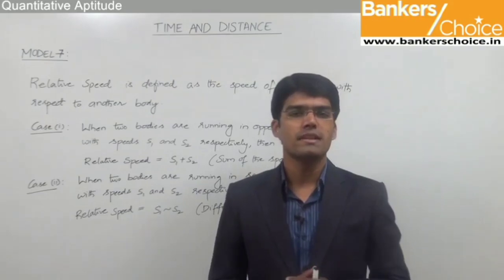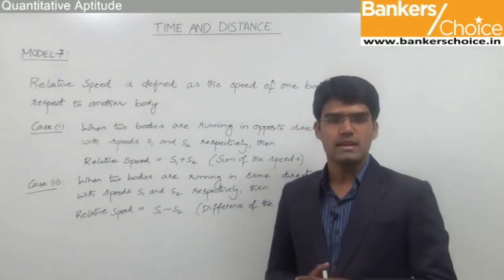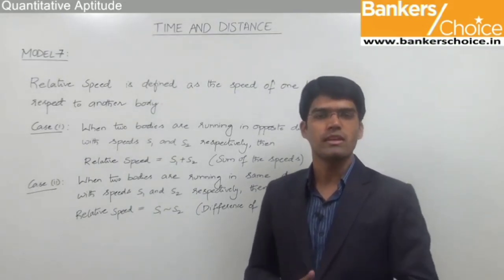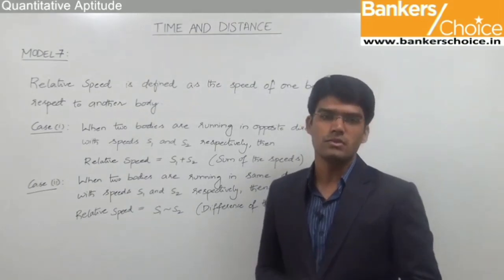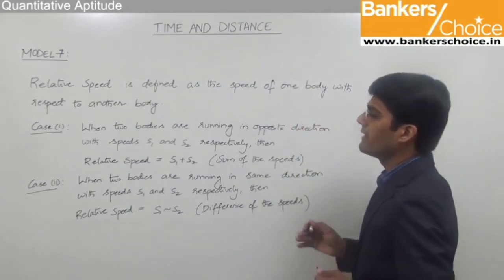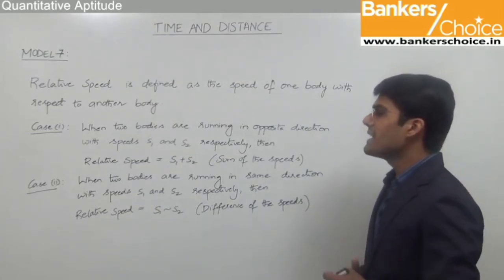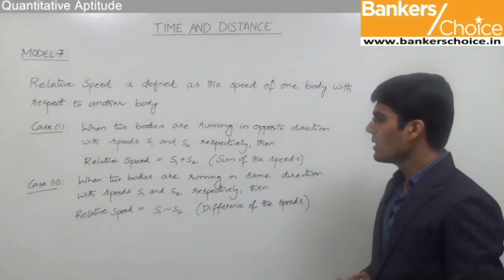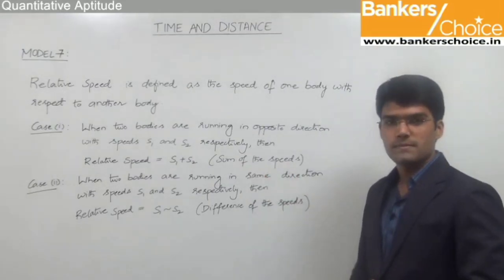Now there are two possible cases for relative speed. One is relative speed when the two bodies are running in opposite directions, and the second one is relative speed when both the bodies are moving in the same direction. So let us understand how to calculate relative speed in these two cases. Case 1 is when two bodies are running in opposite directions with speeds s1 and s2 respectively. Then the relative speed is equal to s1 plus s2, that is nothing but the sum of the speeds.